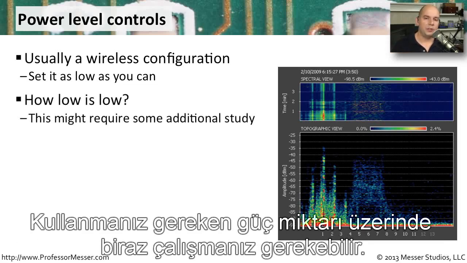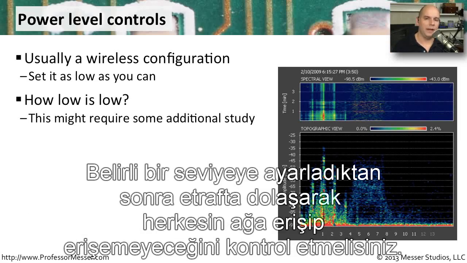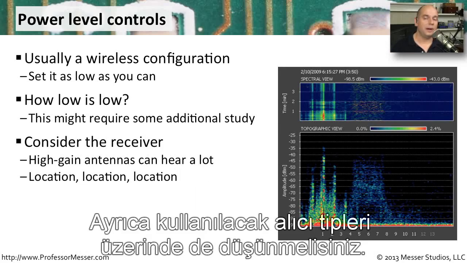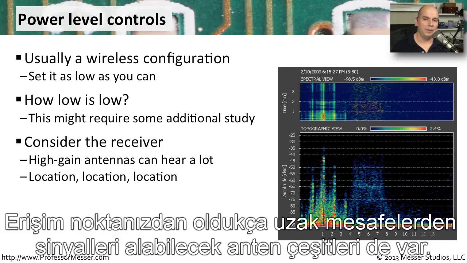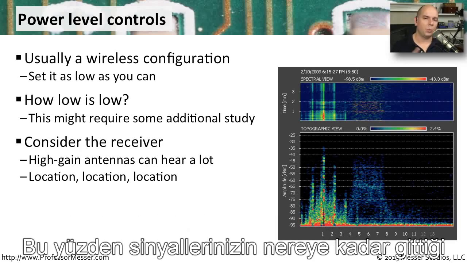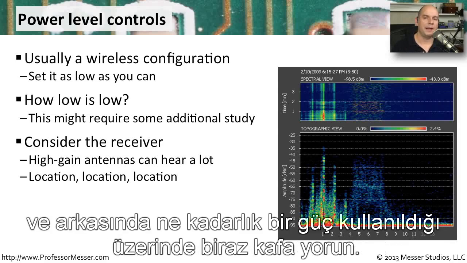The amount of power that you use may be something that you have to do some studies on. Maybe set it to a certain value and then move around the network and see if you're still able to communicate on the wireless network. You also have to think about the type of receivers that are in use. There are a number of antennas that can receive even from a very, very far distance from your access point. So think about where your signal is going and think about how much power is being put behind that signal strength.